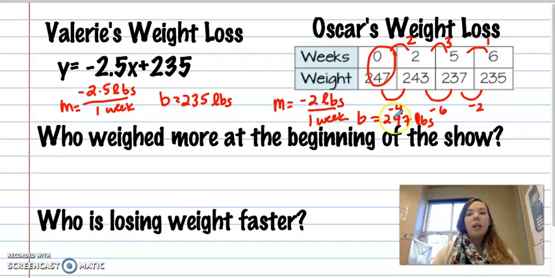Who weighed more at the beginning of the show? So Valerie weighed 235, Oscar weighed 247, so it was Oscar. And then who is losing weight faster? So Valerie's losing 2.5 pounds. Oscar's losing 2 pounds. So it looks like Valerie is losing weight faster.